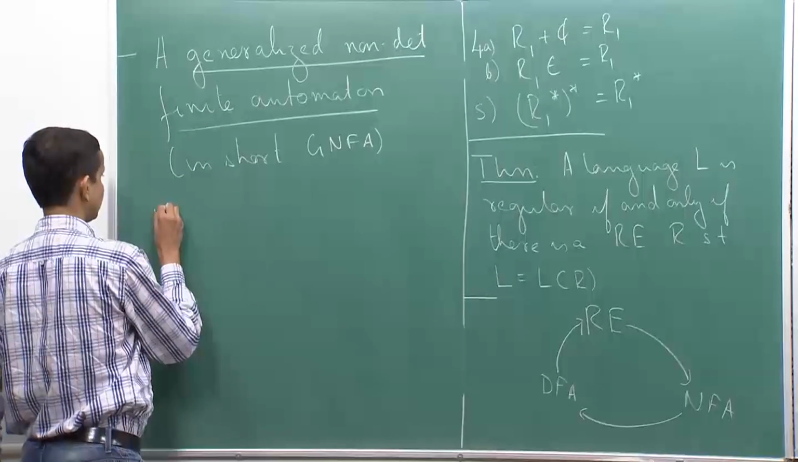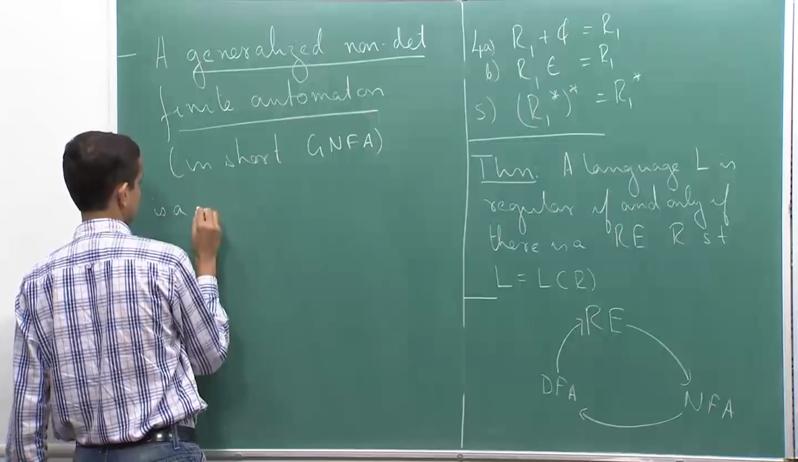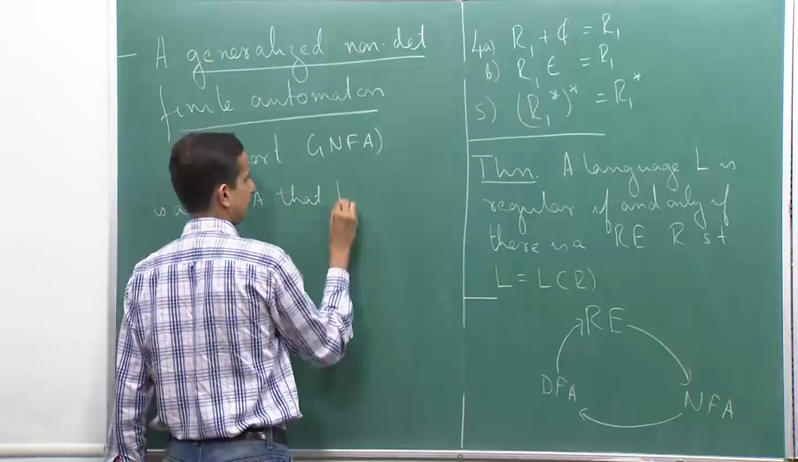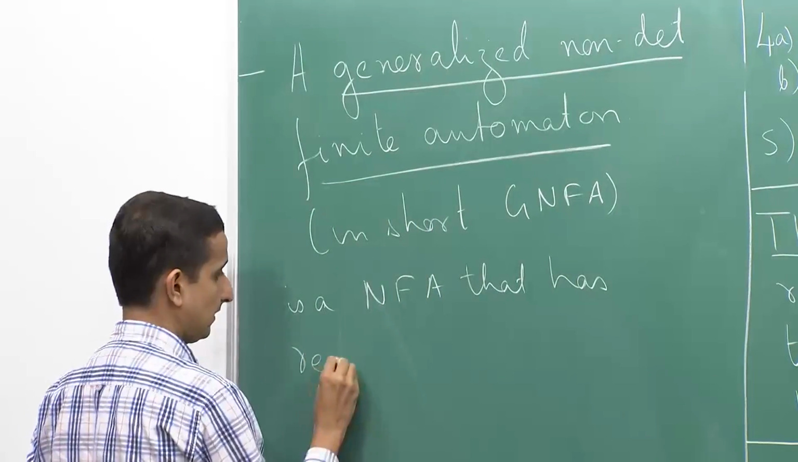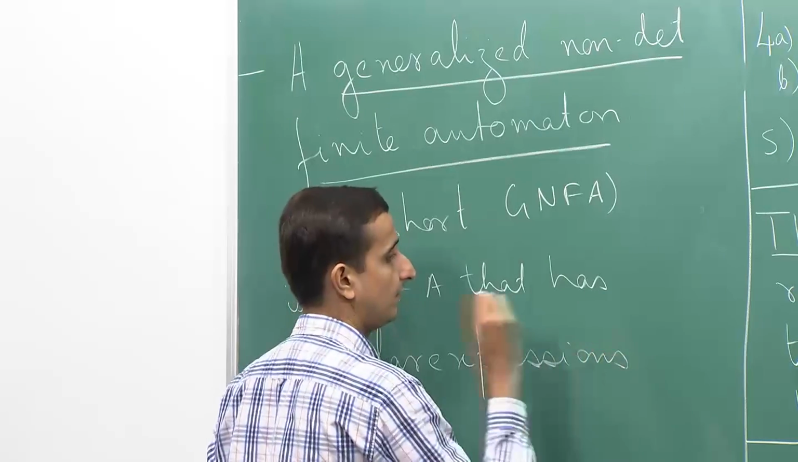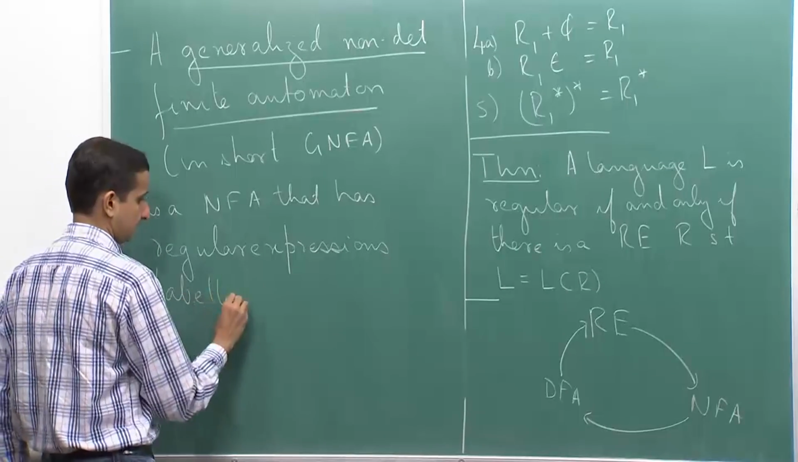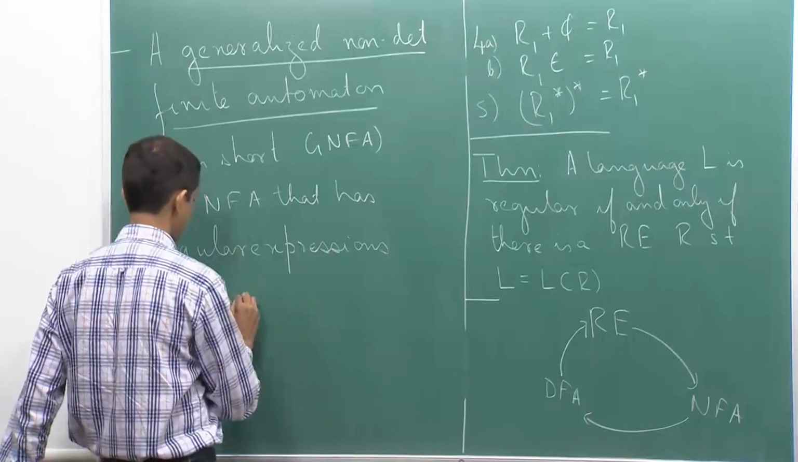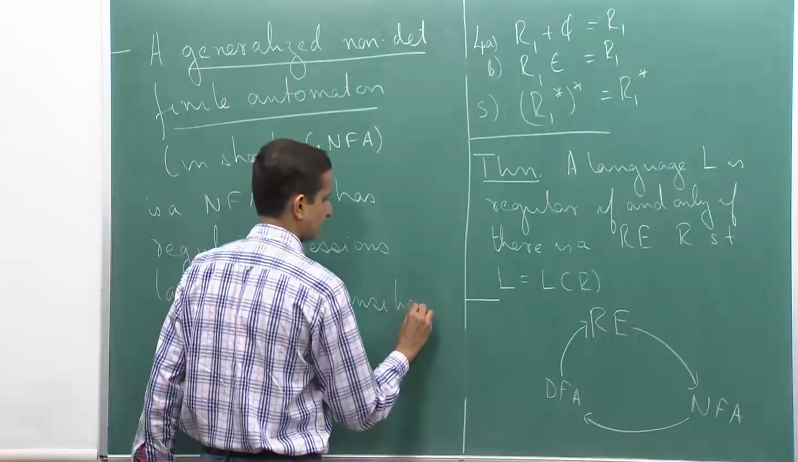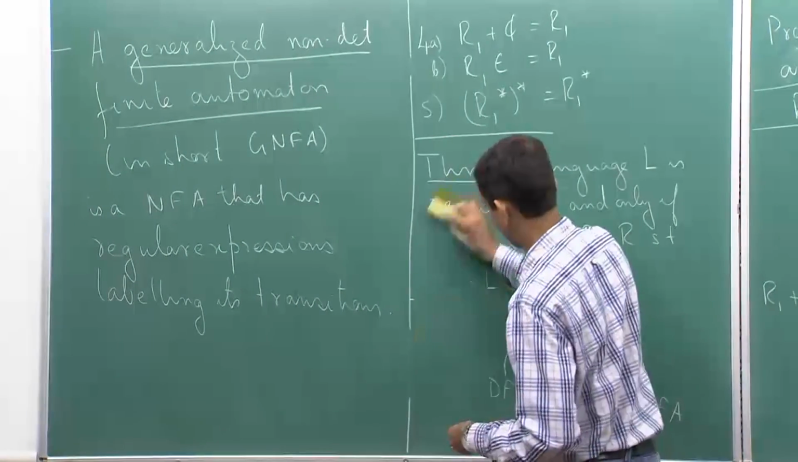So, a GNFA is an NFA that has regular expressions labeling its transitions. Okay. So, just let me give an example.